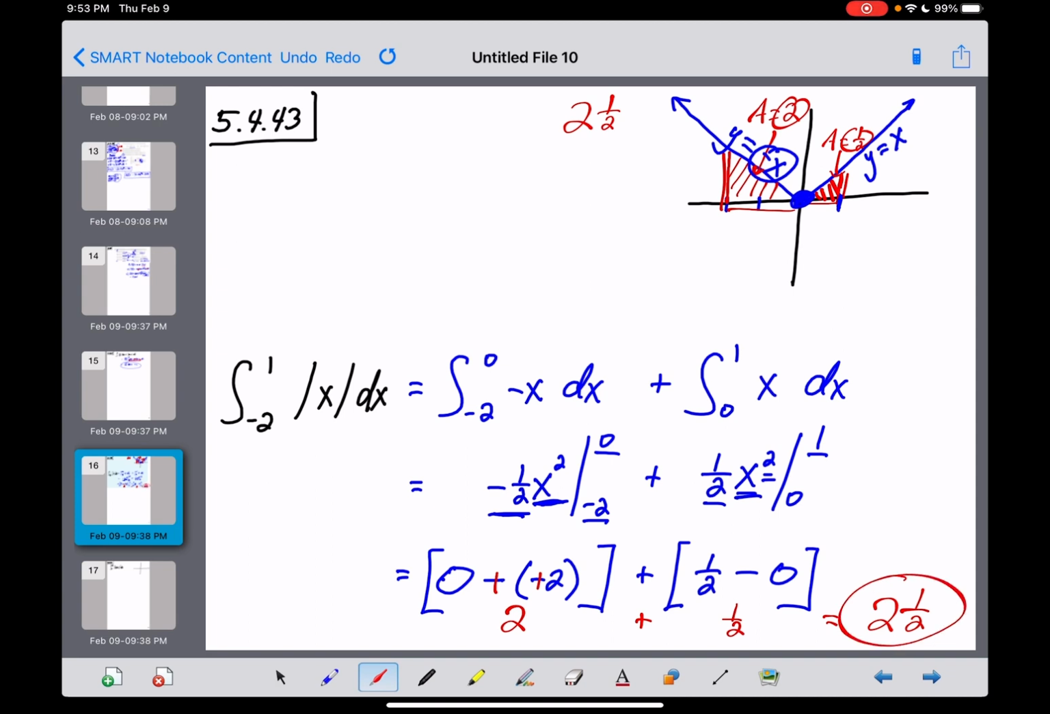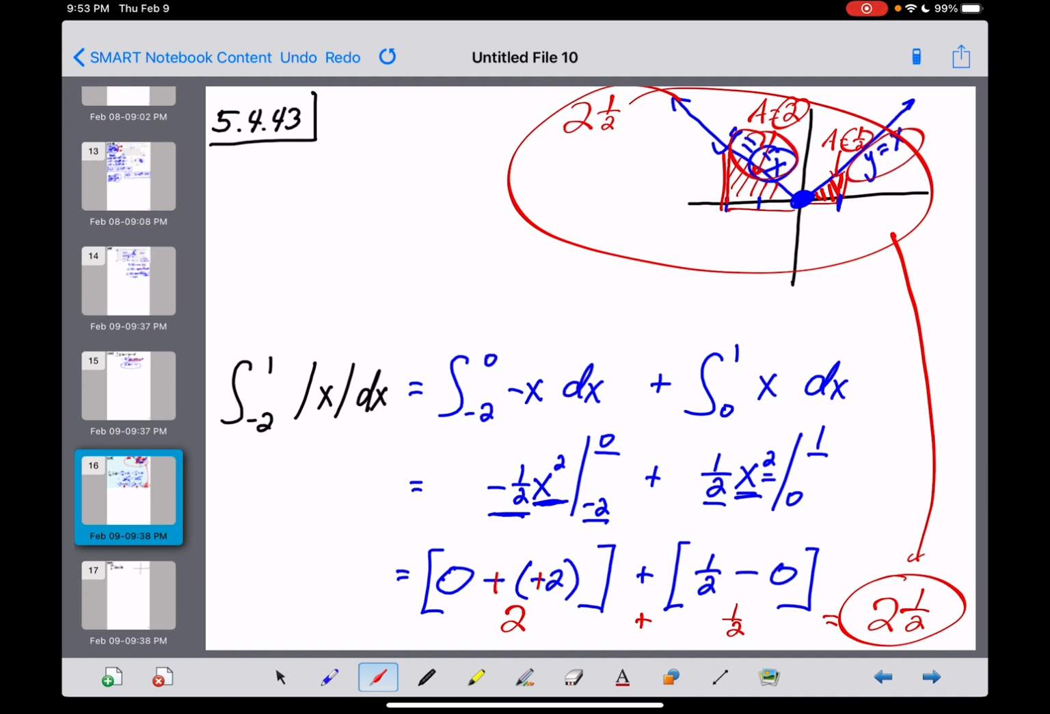But the way we did it here on the bottom, that was satisfying the instructions that they gave us here, where we write the integral as the sum of integrals without absolute values. So the first way up top, we did it with area. That was definitely the easier way to do it. But the second way we did it was to rewrite it as the sum of two different integrals, realizing that we have two different functions that we're following, one on the left and one on the right. So that's number 43.